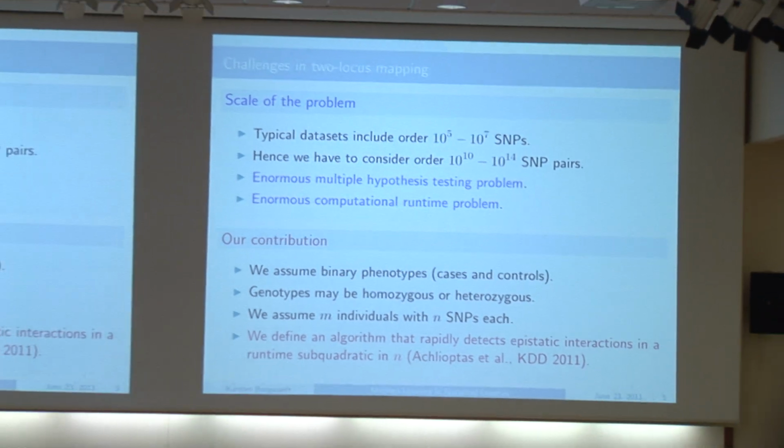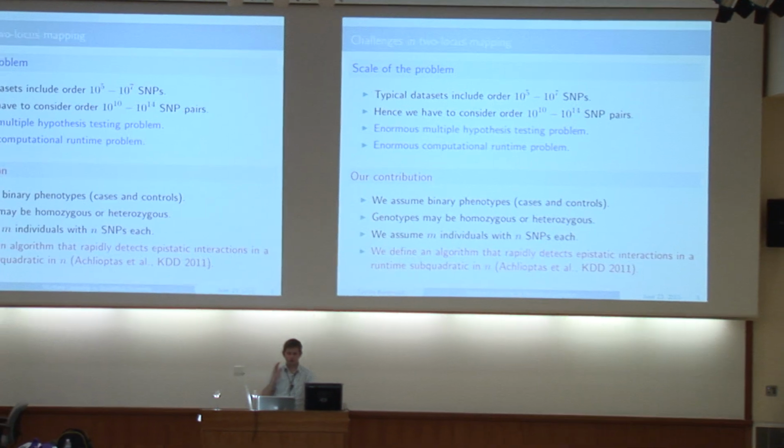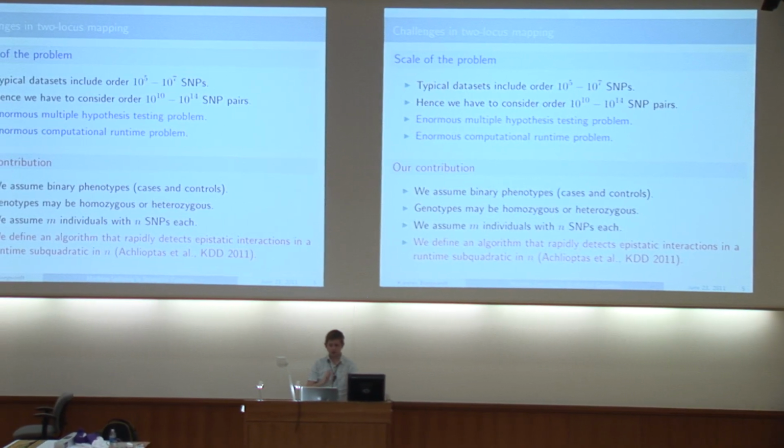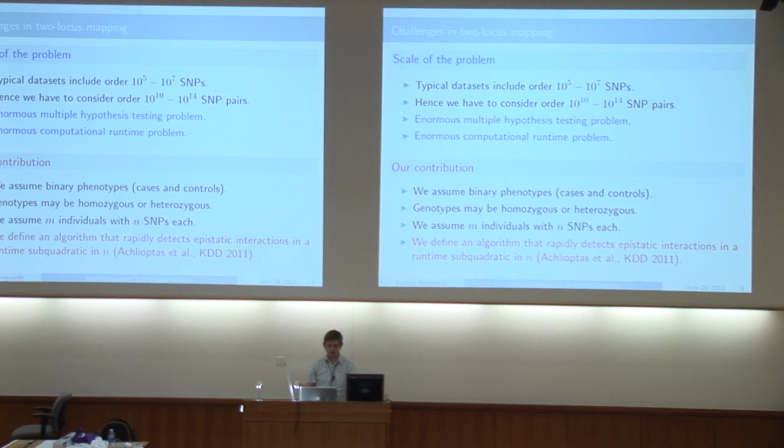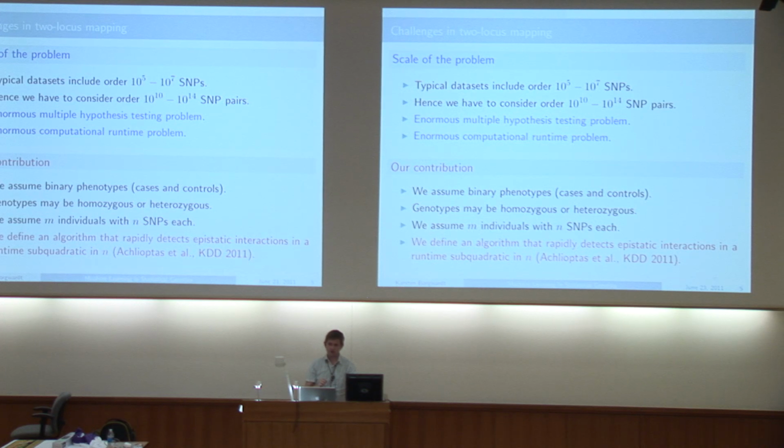So as before, we have cases and controls. We assume that genotypes may be homozygous or heterozygous. And we assume that there are m individuals with n SNPs each. And what we recently discovered was an algorithm to find SNP pairs that interact with the phenotype in a runtime which is subquadratic in the number of SNPs. So we found an algorithm which is provably faster than the exhaustive search.